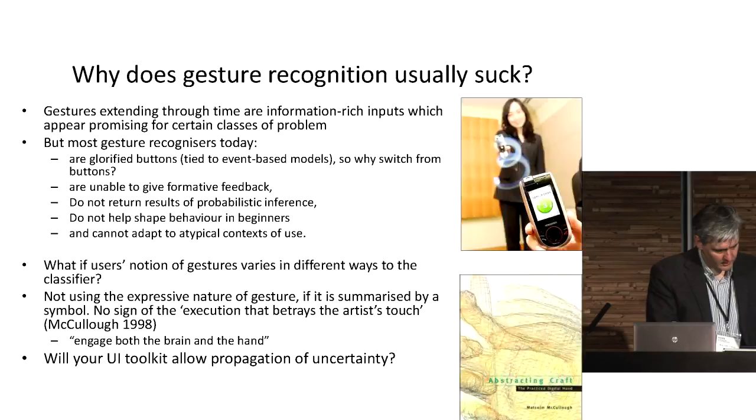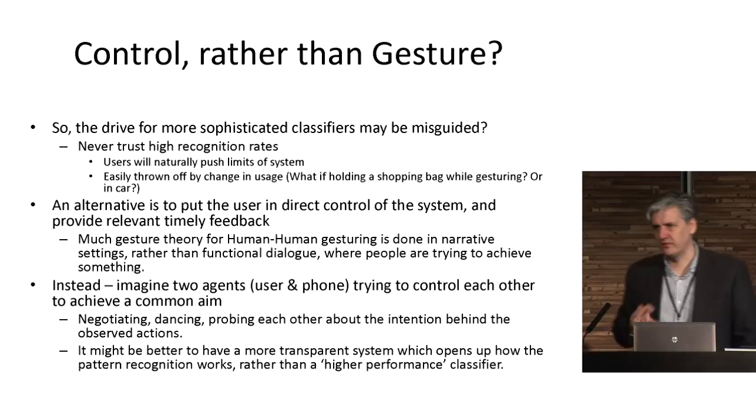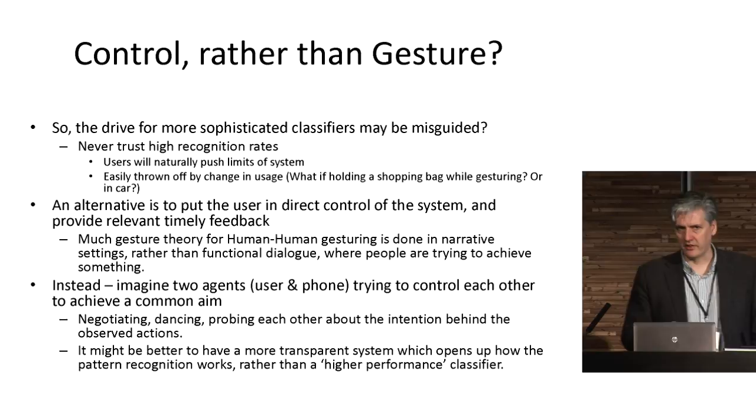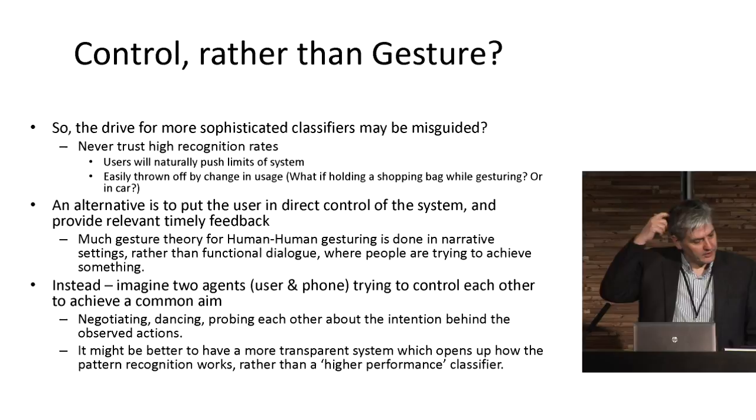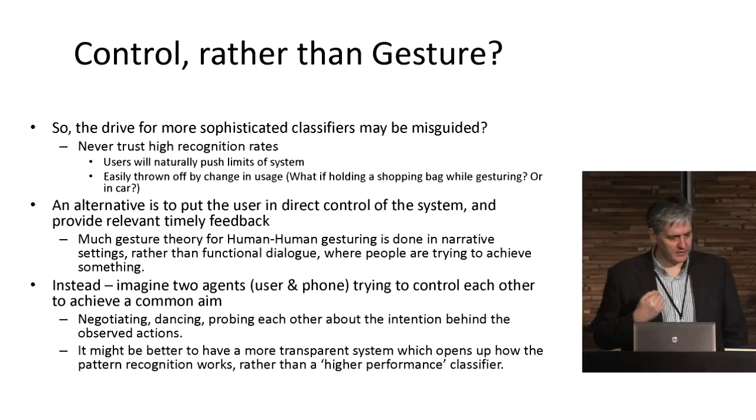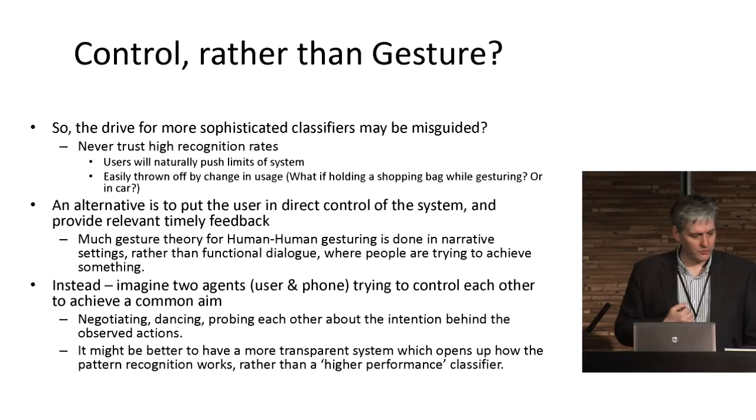So I felt the drive for taking all the latest fancy techniques in machine learning and throwing them at classifiers might be misguided as a first step in this area. And having a background in control engineering, I thought, maybe we should view this as a control system, that the user is controlling the system, and it might be via rich gestures, it might be via simple button pushes. But let's view the computer and the system as two systems trying to control each other.